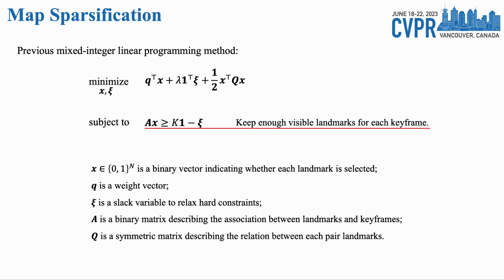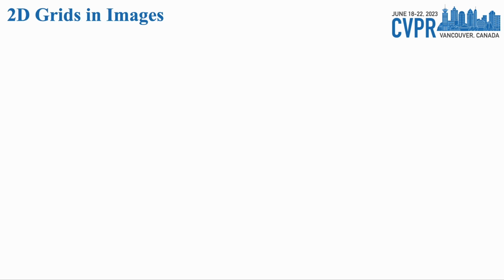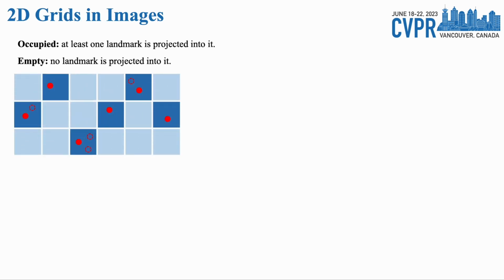To involve the distribution of landmarks, quadratic terms are commonly used. This quadratic matrix describes the relation between each pair of landmarks. But this term makes computation very slow and consumes lots of memory. In this work, we formulate landmark distribution in a linear form based on image grids.